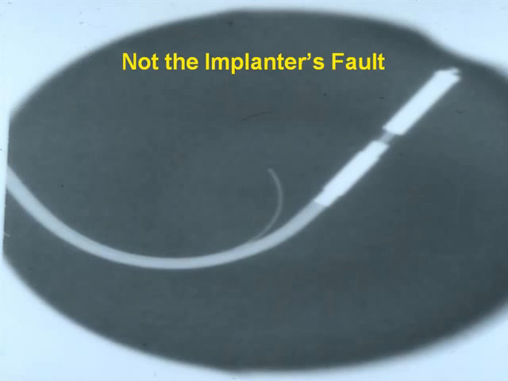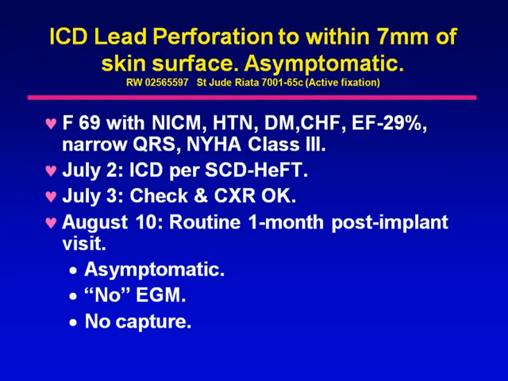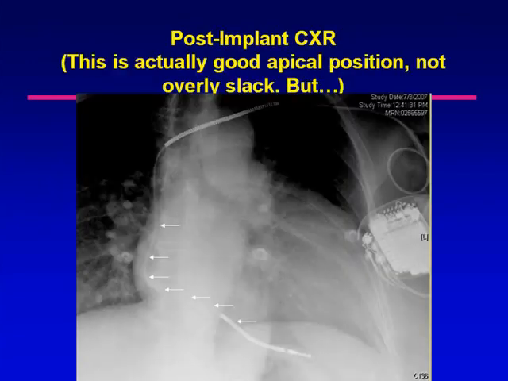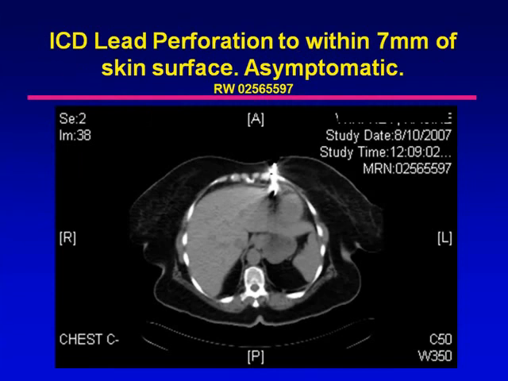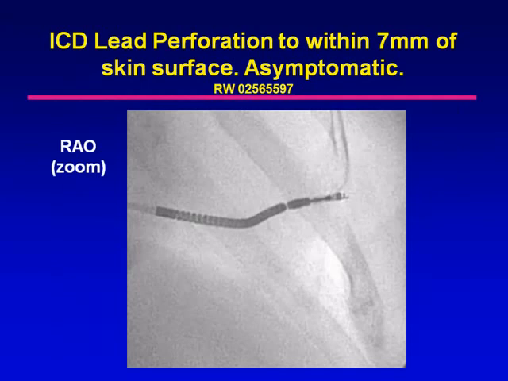There are hundreds of thousands of people who still have this lead in place. And if you find a patient who has the AccuFix lead, taking it out prophylactically seems to be a bad idea. This was a lead that was put in nicely, but ended up, as you may be able to see on this CT, almost going through the chest wall, with 7 millimeters of it poking right through. The patient was asymptomatic, but the intracardiac signal showed 0 amplitude.